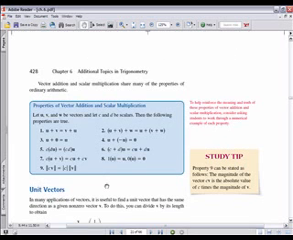Here are some properties which we generally don't use very often, to be honest. Adding the zero vector doesn't change anything. Vector addition is also associative, that sort of thing.